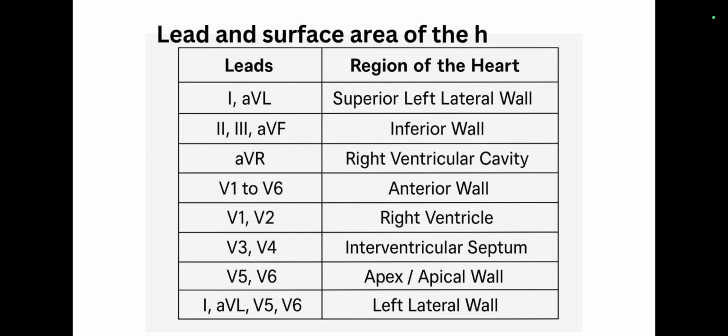Now, there are specific definitions for the leads, and which surface area of the heart shows the electrical activity. Lead 1 and AVL show the superior left lateral wall. Lead 2, lead 3, and AVF show the inferior wall. AVR shows the right ventricular cavity. V1 to V6 show the conductivity of the anterior wall. V1 and V2 show the right ventricle. V3 and V4 the interventricular septum. V5 and V6 the apex or the apical wall of the heart.